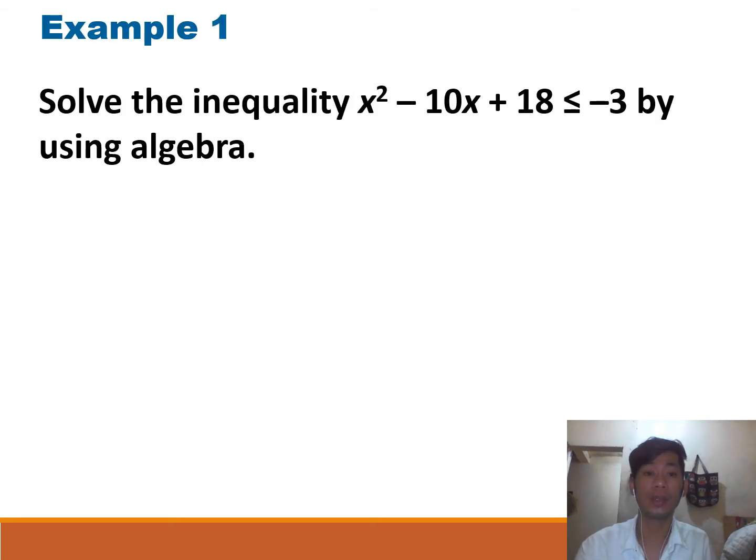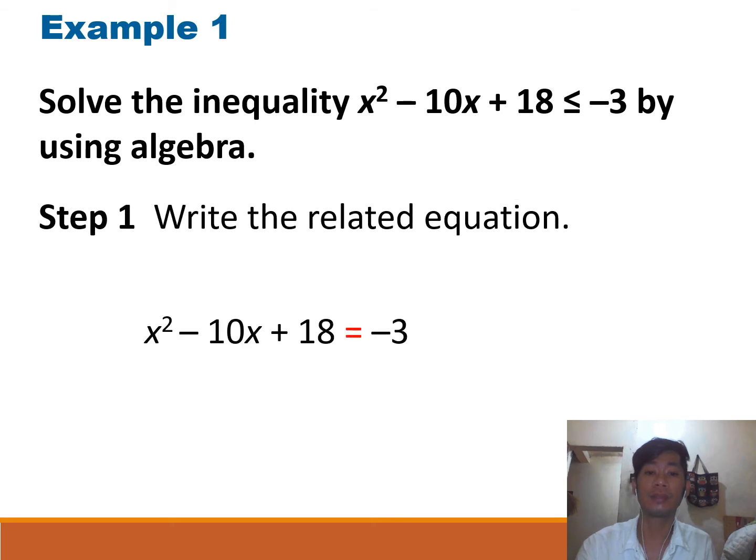So let us have an example of how to solve quadratic inequality. Let us solve the inequality x squared minus 10x plus 18 is less than or equal to negative 3 by using algebra. First step, write the related equation. So we're going to change the inequality sign to equal sign. So this will become x squared minus 10x plus 18 is equal to negative 3. So papalitan lamang po natin ang inequality sign nito ng equal sign.